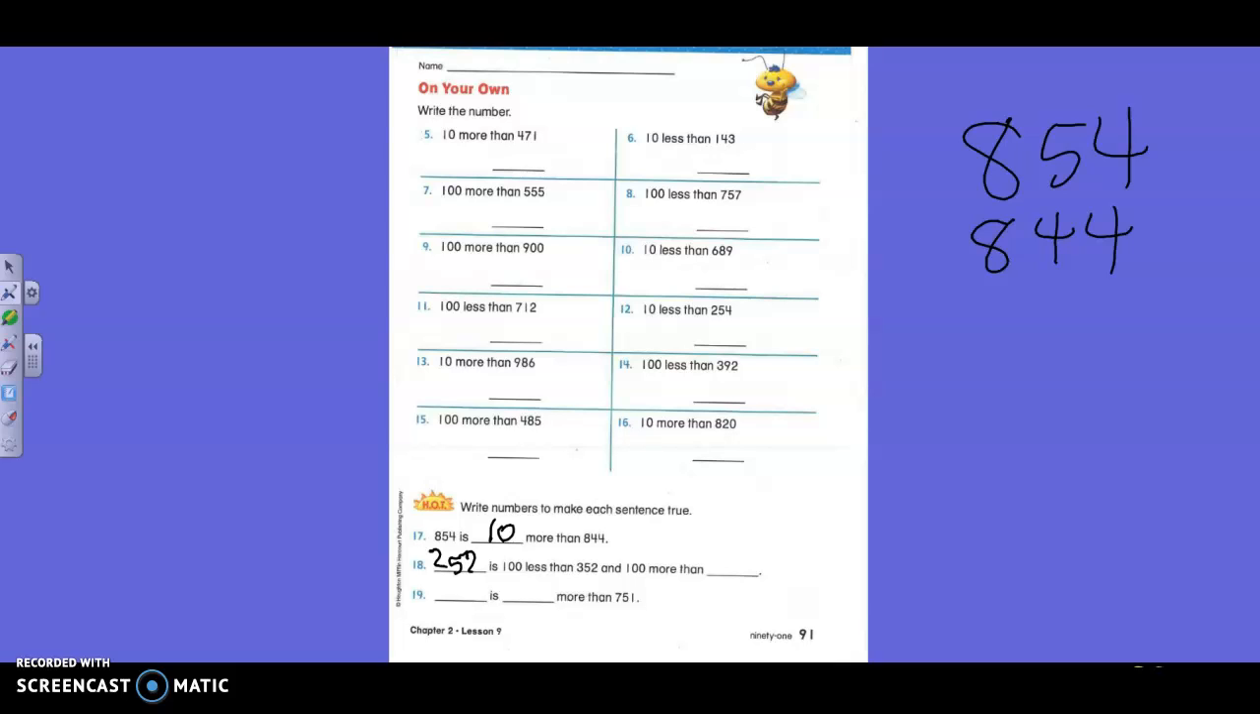Okay, then it says, and 100 more than 352. What numbers can we keep again? The 5 and the 2, 52. But 100 more than that would be 452.